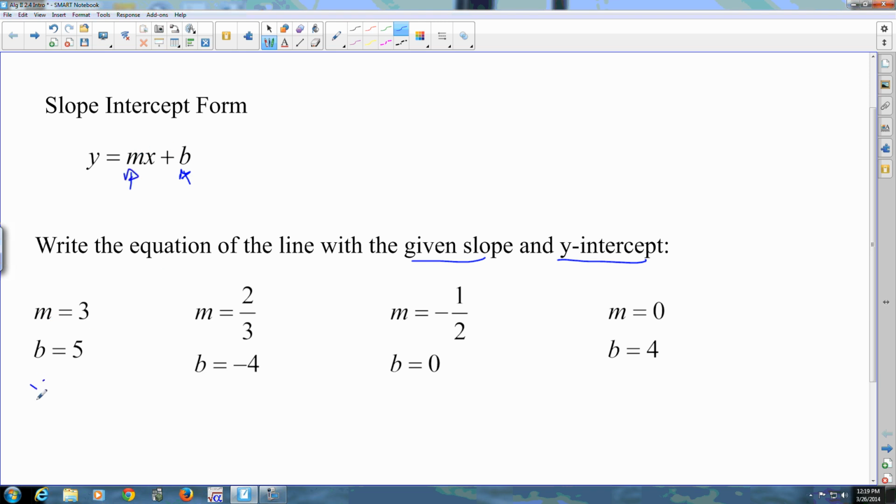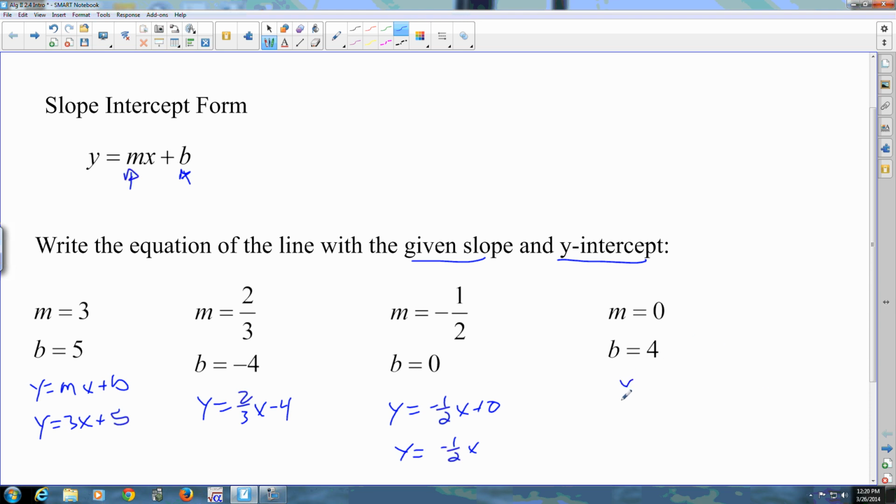So, if you want to make it look like y equals mx plus b, and you know the slope and the y-intercept, you just go y is equal to 3x plus 5. Pretty easy peasy. Y is equal to 2/3 x minus 4. Y is equal to negative 1/2 x plus 0. And you guys know adding 0 really isn't necessary, so if you want, you can just leave it off. But understand that if it's missing, it's got to be a 0.